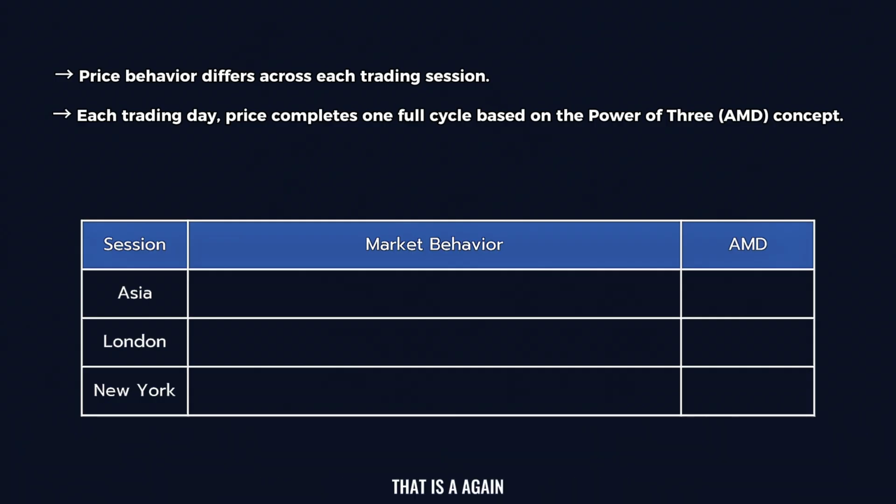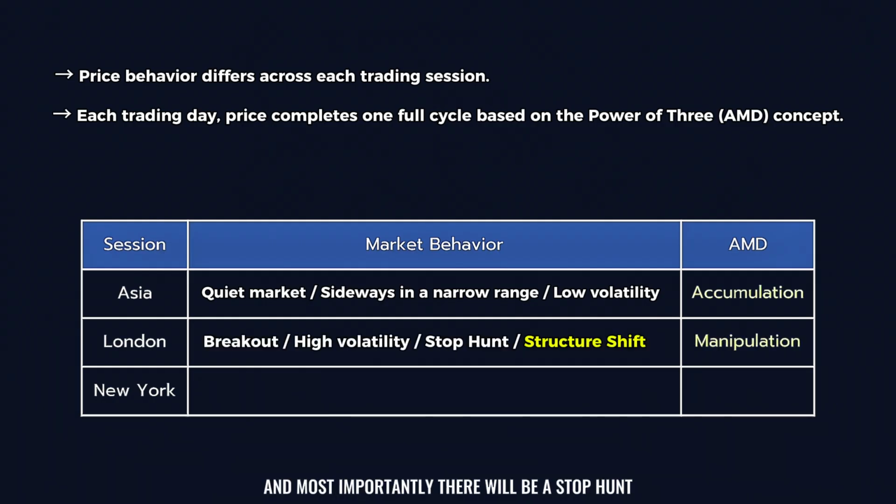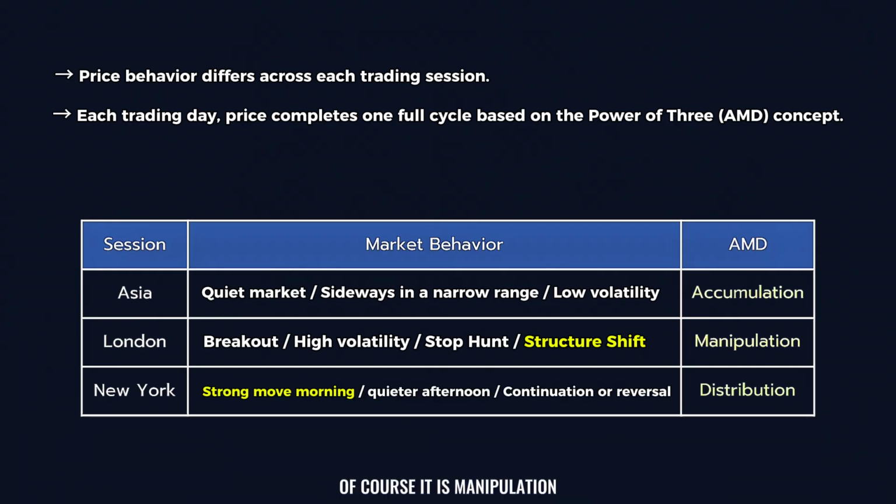That is A again. If we apply AMD to various markets, we will find it like this. During the Asian market, most markets are quiet. The price is sideways, in a narrow range. This area is accumulation, or A. When it comes to London, the price will break out a lot, and most importantly, there will be a stop hunt. When it happens, there will be a structure shift and the price goes back the other way. Therefore, this area is manipulation.